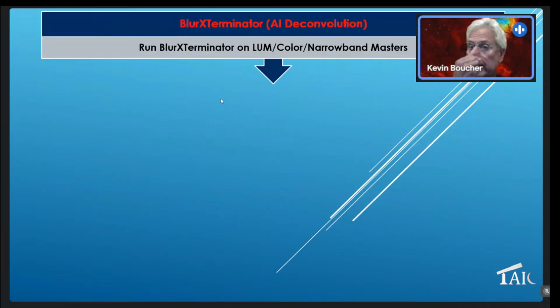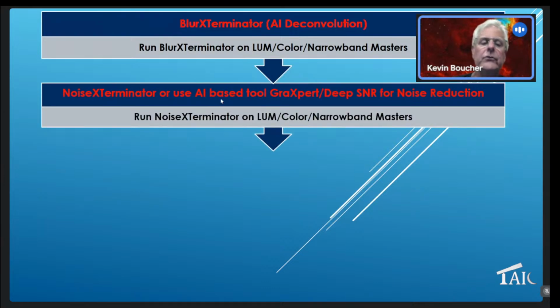And now is when I start introducing some of the AI tools. I like to run BlurXTerminator first on all the masters. That's what Russ Croman recommended. Starting out with BlurXTerminator, you'll get the best results. Then I use NoiseXTerminator. Once again, you have AI tool options here. You can use GraXpert or DeepSNR for your noise reduction. And I run noise reduction on all the masters at this point.